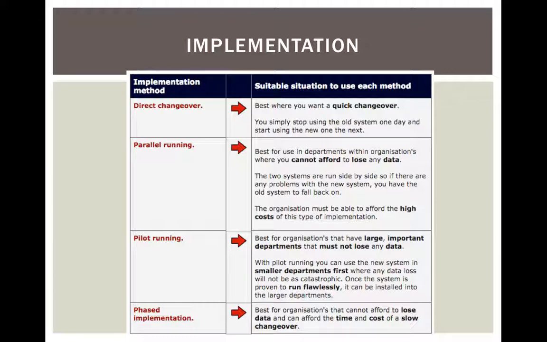Parallel running is where you actually run both systems at the same time for a period of time, and that might be for a week or for a month, but it gives you a backup in case something goes wrong with the new system. It's great if you've got companies that really can't afford to lose any data, like security businesses or banks and things like that, that really can't afford to make those kinds of mistakes.